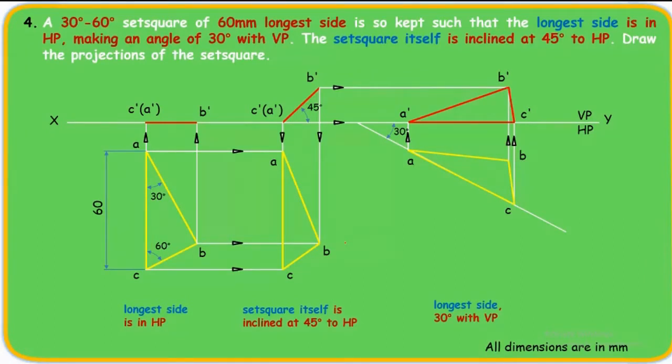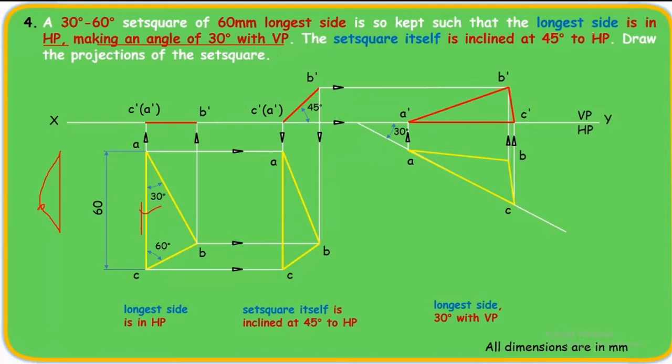A 30 degree, 60 degree set square of 60 mm longest side. You can see here, this is the 60 mm longest side. It is so kept such that the longest side is in HP. If the longest side is in HP, you have to place it this way. If a corner of it is in HP, you have to place it this way. The corner will come here. Now the longest side is in HP, so you have to place it this way, and it is resting on HP.